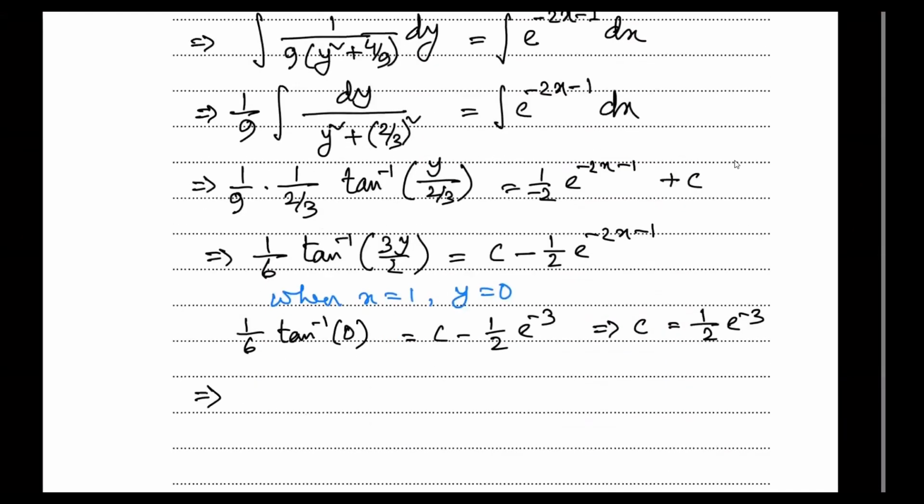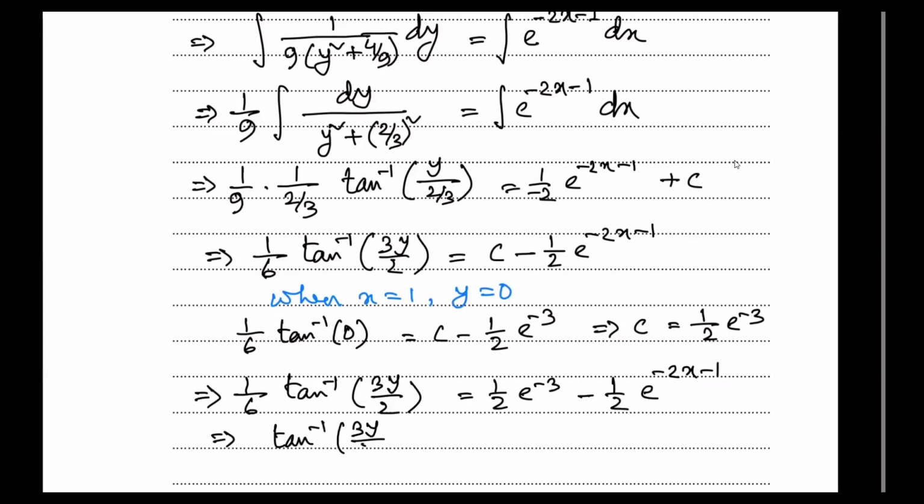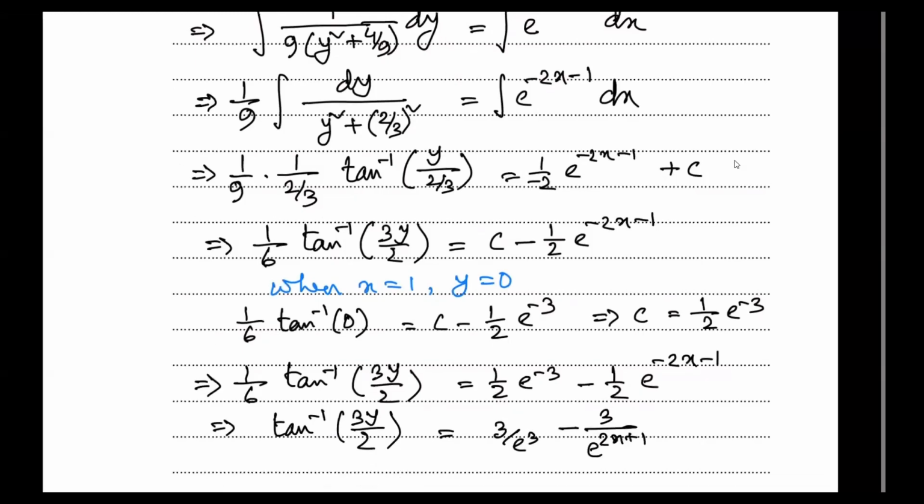let's say we substitute the value of C: 1 by 6 tan inverse 3y by 2 equal to half e to the power minus 3 minus half e to the power minus 2x minus 1. So it is tan inverse. Remember, you have to make y the subject. e by e cubed minus e by e to the power 2x plus 1.